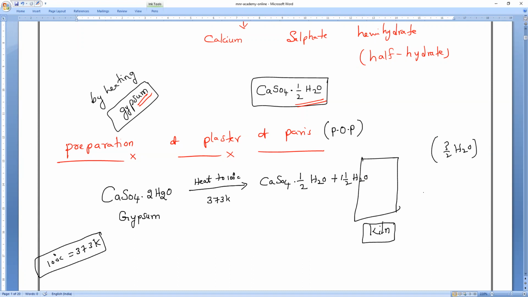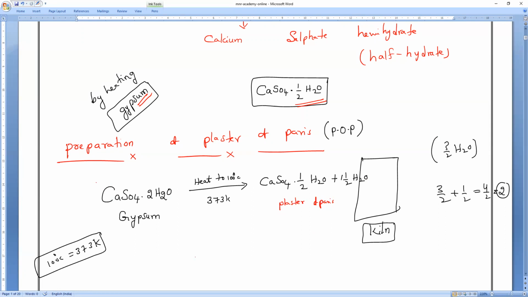3 by 2 plus 1 by 2 is equal to 4 by 2, which again is 2. Am I right or wrong, everybody? Yes. So that is the process of production of plaster of Paris. The plaster of Paris equation is the most important equation which you all need to learn. Clear? So write it: CaSO4 dot 2H2O.